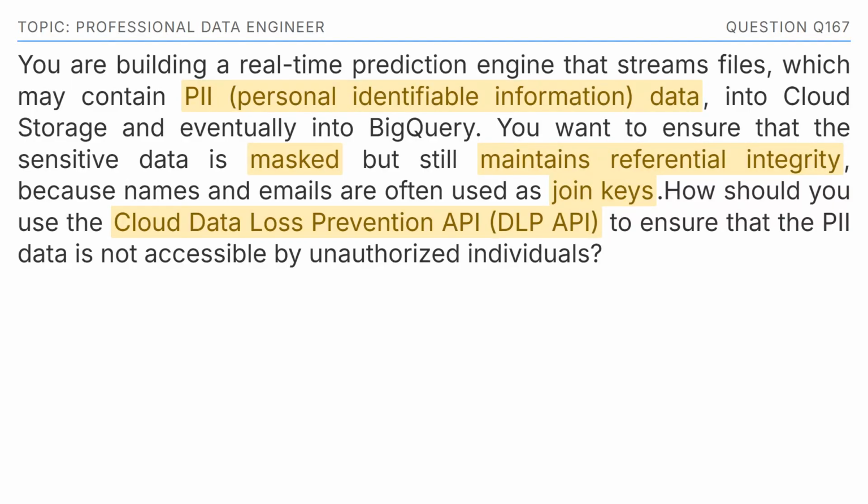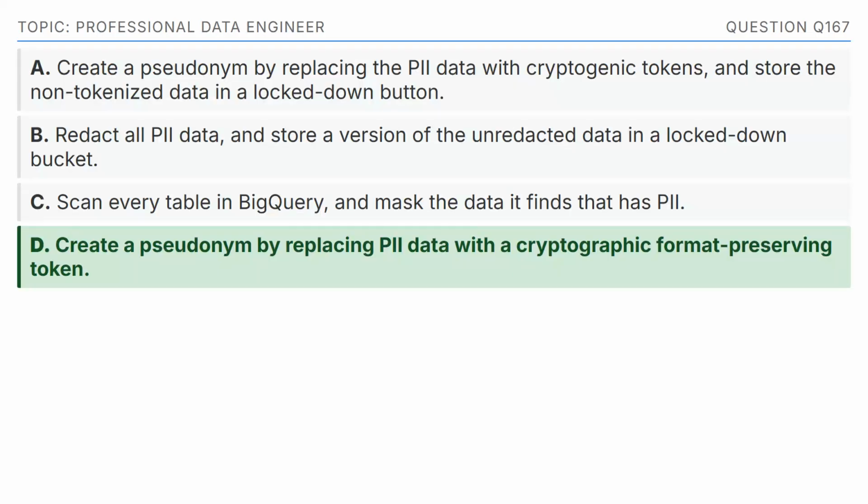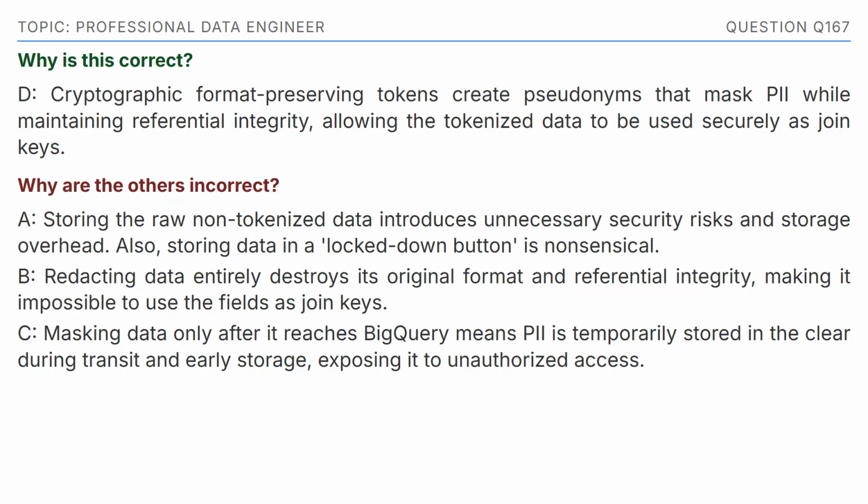To arrive at the correct answer, we focus on the keywords: PII, personally identifiable information, data, masked, maintains referential integrity, join keys, Cloud Data Loss Prevention API, DLP API. The correct answer is option D, create a pseudonym by replacing PII data with a cryptographic format-preserving token. Why is this correct? D. Cryptographic format-preserving tokens create pseudonyms that mask PII while maintaining referential integrity, allowing the tokenized data to be used securely as join keys. Why are the others incorrect?